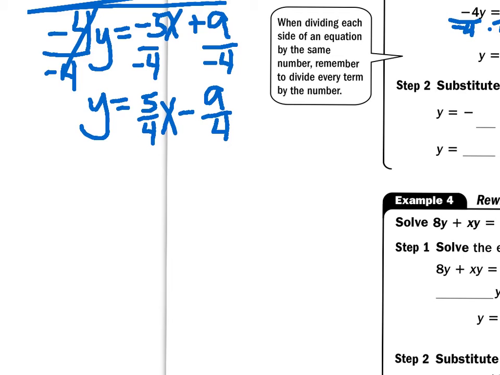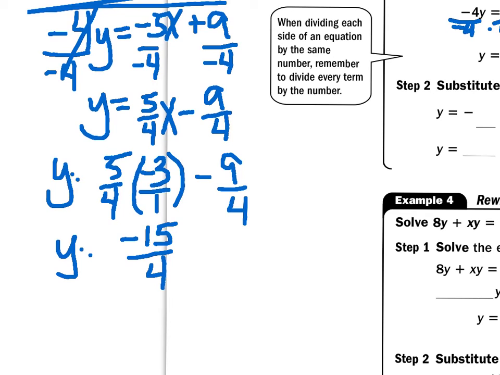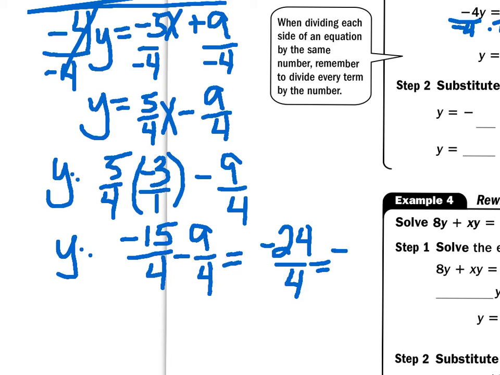Now it asks us to find y when x equals negative 3. So let me substitute negative 3 in here for the x. Remember, I'm going to put that in parentheses. Okay, I'm going to go ahead and multiply that out. So y equals negative 15/4 minus 9/4. And that will be negative 24/4, which I can simplify further and make it negative 6.